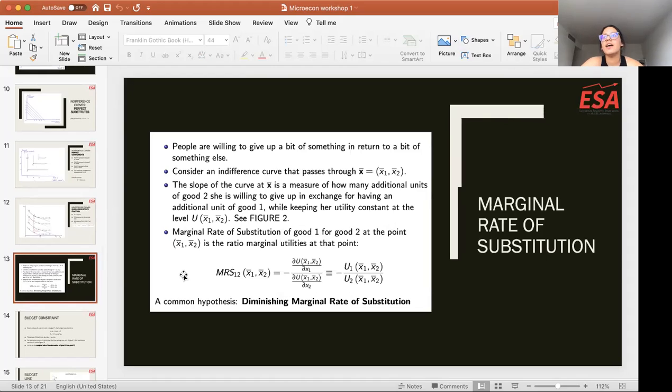So basically, even if I get fewer apples, if I get more oranges in exchange, my utility isn't going to decrease because I prefer oranges to apples. So it's basically like that. The marginal rate of substitution of good 1 for good 2 at the point x1 bar and x2 bar is basically a ratio. This is when you start doing calculus.